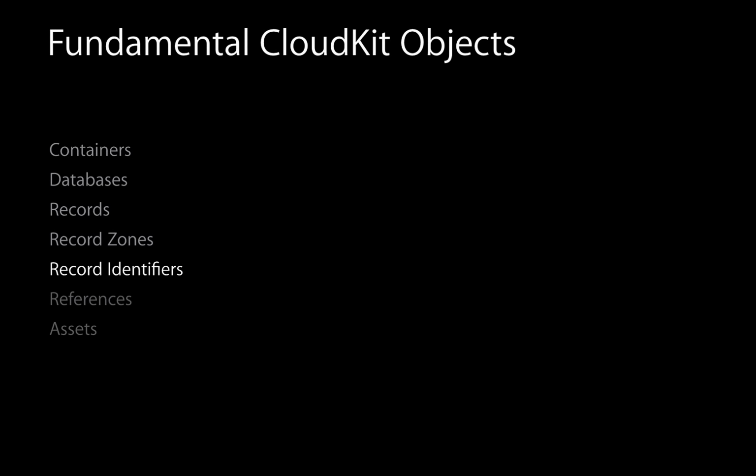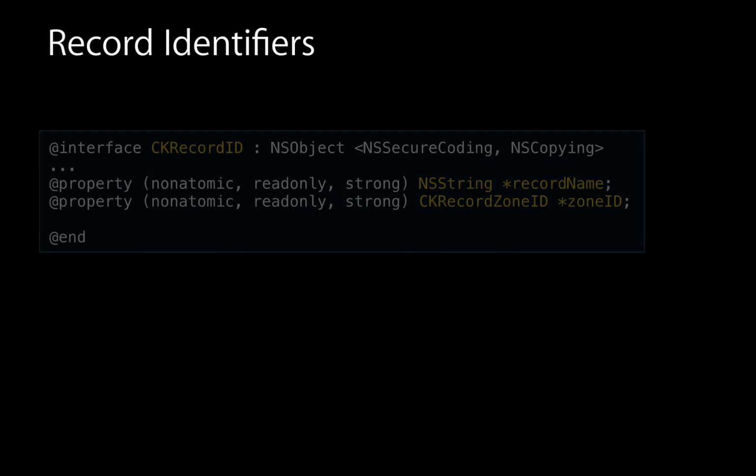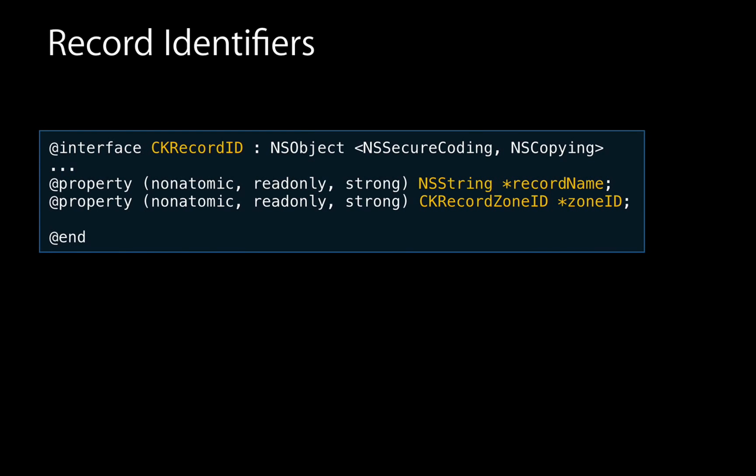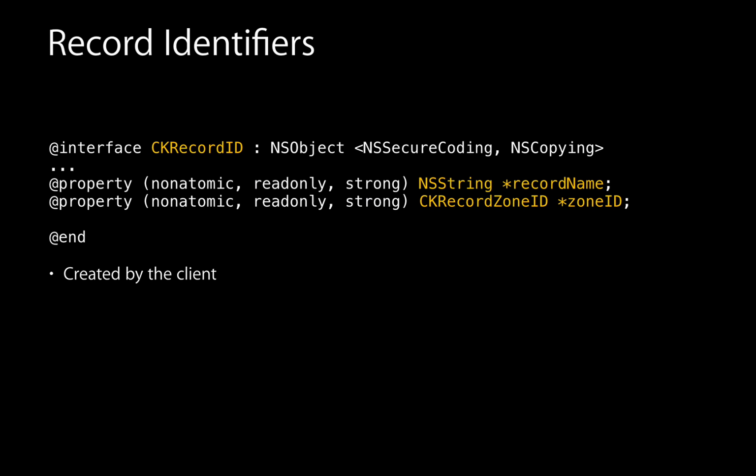Let's talk about record identifiers. Record identifiers, let's get the code up there, are a tuple. They represent both a client-provided record name and also the zone in which that record name exists. So what are their characteristics? Number one, they're created by the client. You get to specify the ID, the record name, of the record. But because we are coupling this record name, which is scoped per record zone, along with a reference to the owning record zone, they become a fully normalized representation of the record. It's the full path to it.